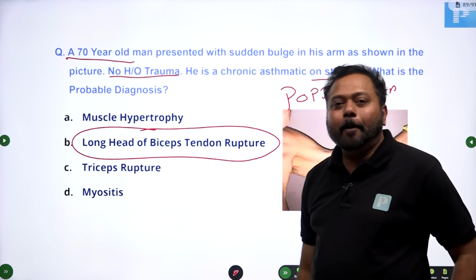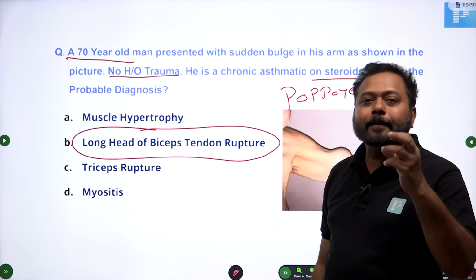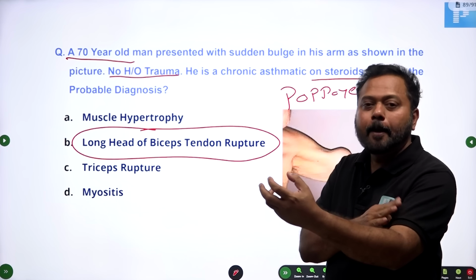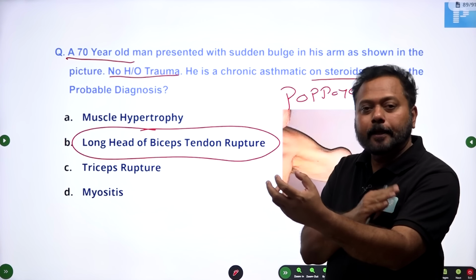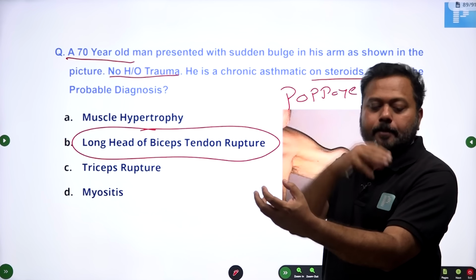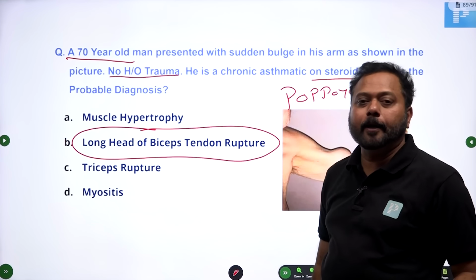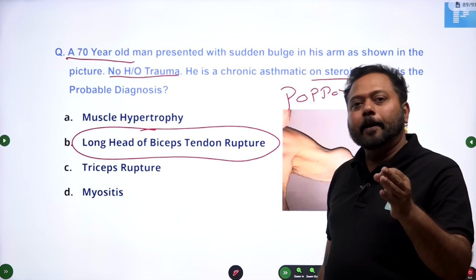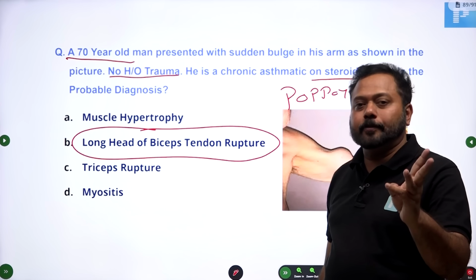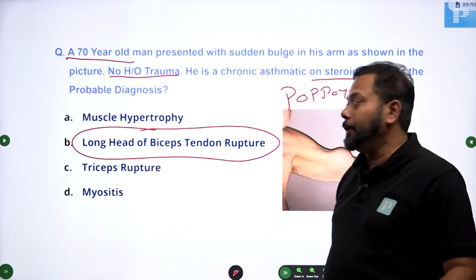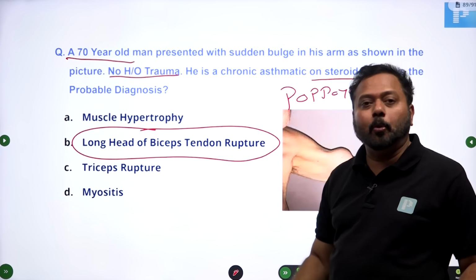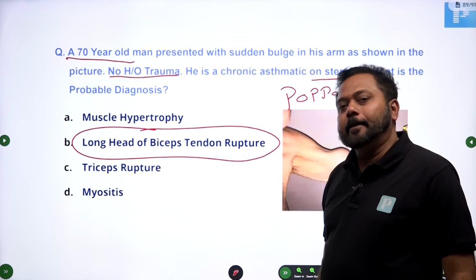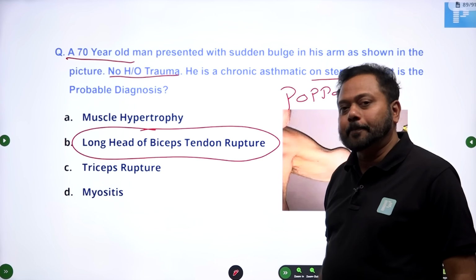Popeye sign happens with unexpected sudden rupture without trauma of the biceps tendon, especially the long head of biceps tendon. Suddenly one side will become very prominent. Most of the time this is degenerative, and triggered by long-term intake of ciprofloxacin, quinolones or steroids. It happens in old age. So this is called Popeye's sign, the sudden rupture of the long head of biceps tendon.